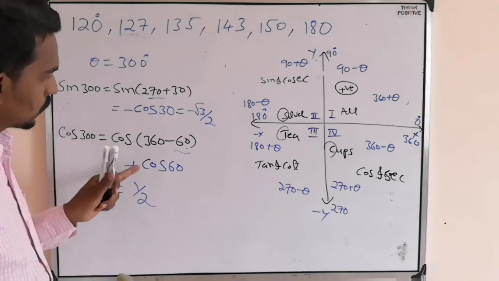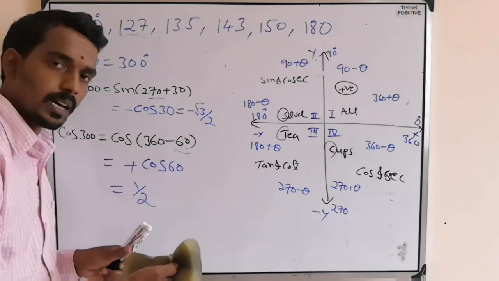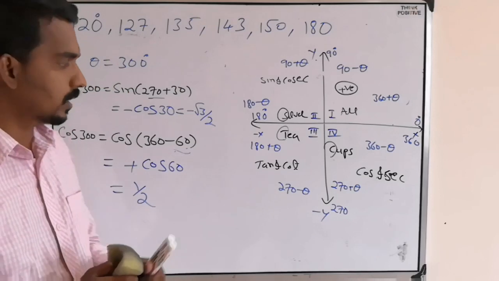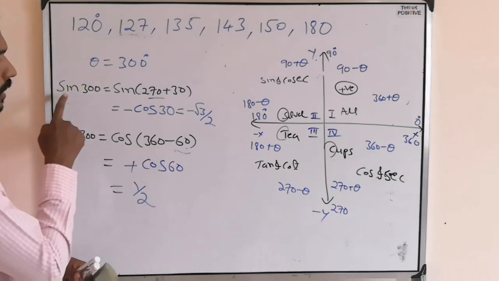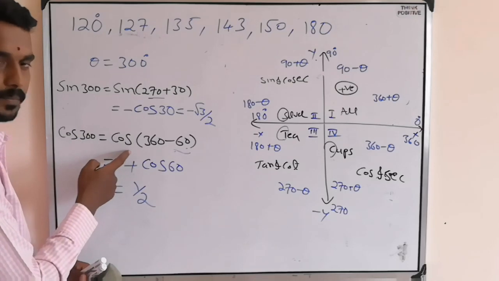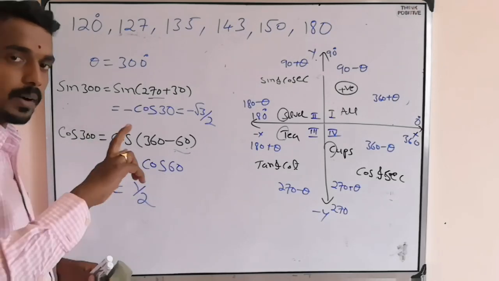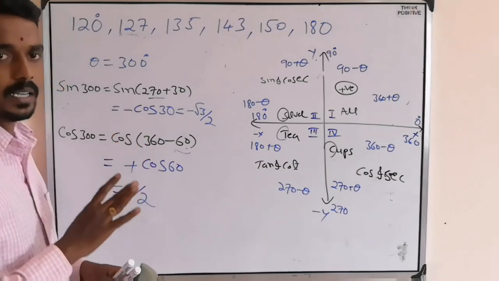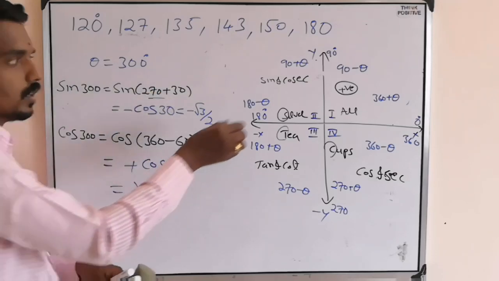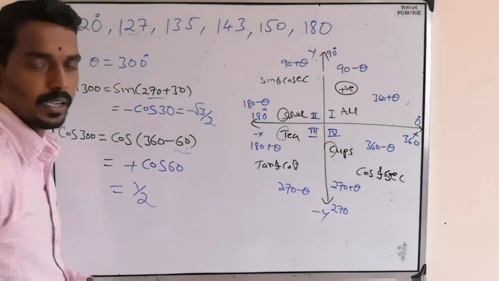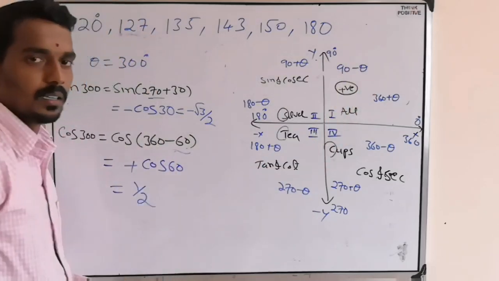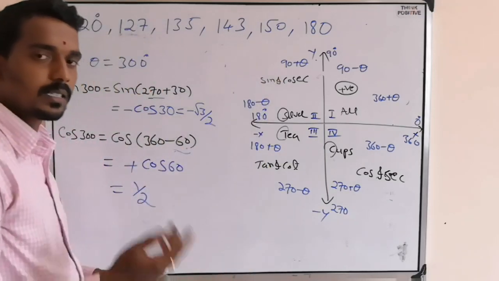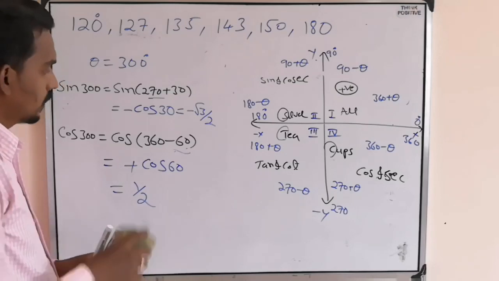Right? So this way, write in the form of 90 plus or minus, 180 plus or minus, 270 plus or minus, 360 plus or minus. Then decide first whether function changes or remains same. 90 and 270, function changes. 180, 360, function remains same. Then in which region it lies? So in that region, which is positive, which is negative. Only in first region all are positive. In the rest of the regions, only two functions are positive. Rest is negative.